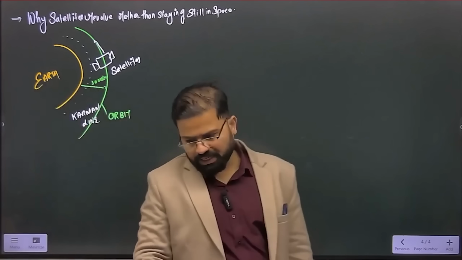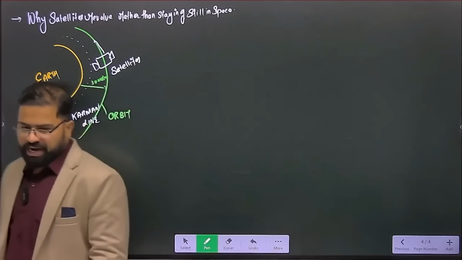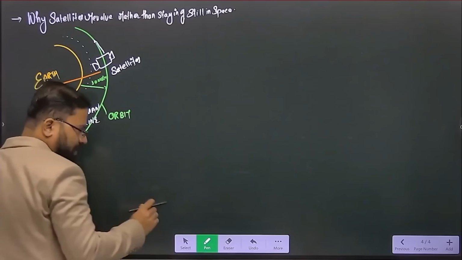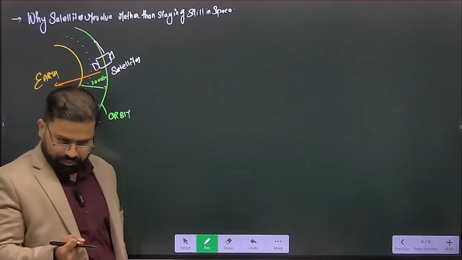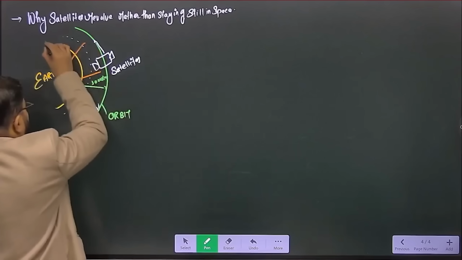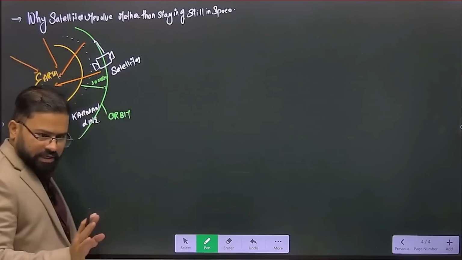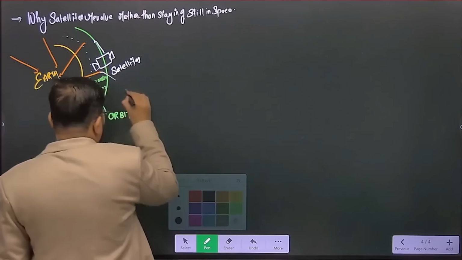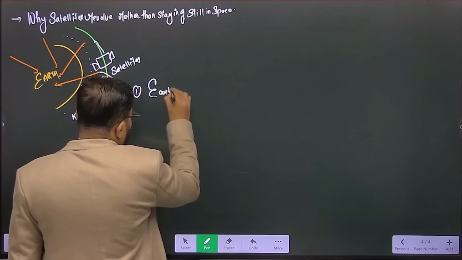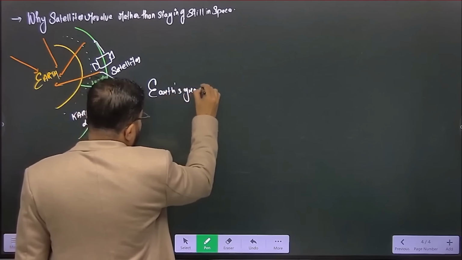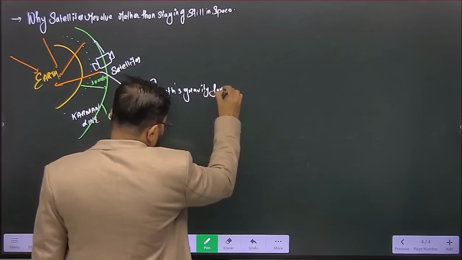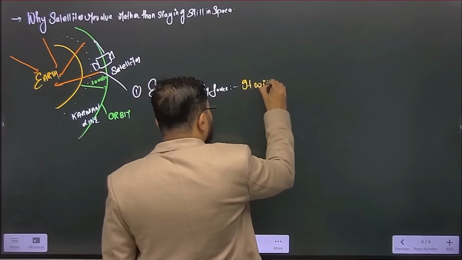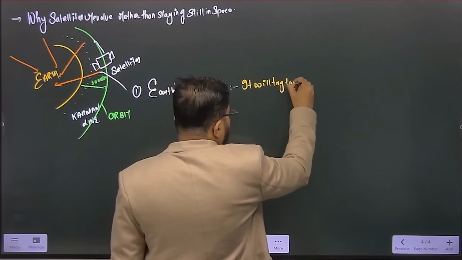Why so? See, basically what happens? Here two forces are acting. The first force is Earth's gravity. Earth's gravity is continuously acting on the satellite from all sides. The first force is Earth's gravity force, and it will try to pull the satellite.